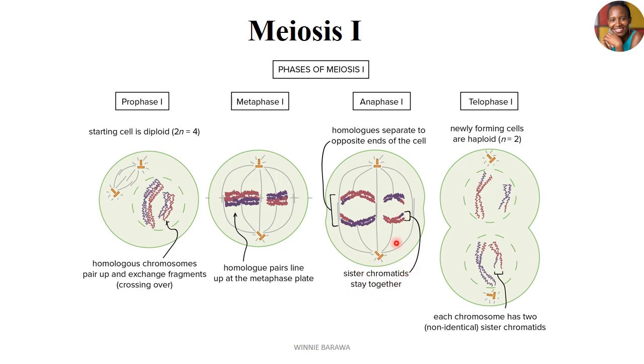So can you see? This is a homologue, and the homologue is now moving in the opposite direction, but the sister chromatids are intact. So by the end of the telophase, we have newly formed cells. Okay, these are not yet haploid. They still have chromatids, and the chromosomal number is identical to the parental chromosome.